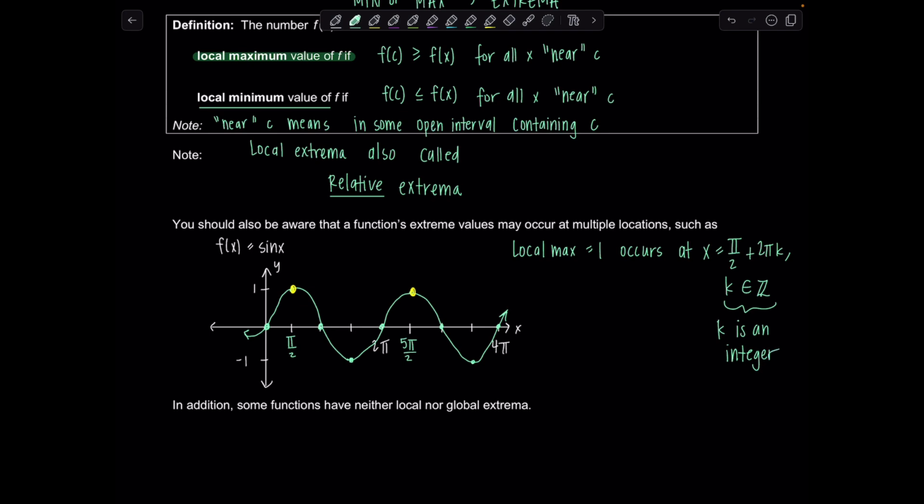What about local min? Do we have a local min? Oh yeah. Again, infinitely many of them. Here, here, etc. So the local min is -1, and it occurs at x equals, well, this is 3 pi over 2, isn't it? x equals 3 pi over 2 plus 2 pi k, where k is an integer.